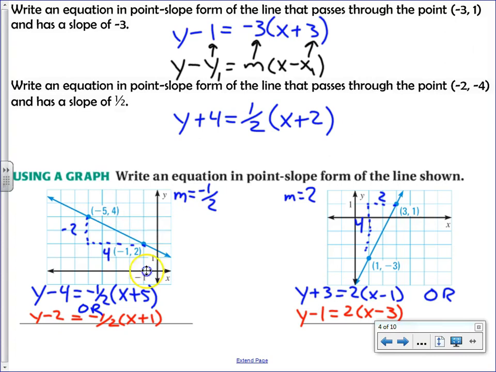We have 2 points, so if we're writing in point-slope form, we choose either point. So if I use the top point, y minus 4 equals negative half times x plus 5, or an equivalent equation would be y minus 2 equals negative half times the quantity x plus 1. These would simplify into the same form in slope-intercept, but these are equivalent, and it doesn't matter which format you choose if you're writing it out in point-slope. You can see the same thing for the next example there.